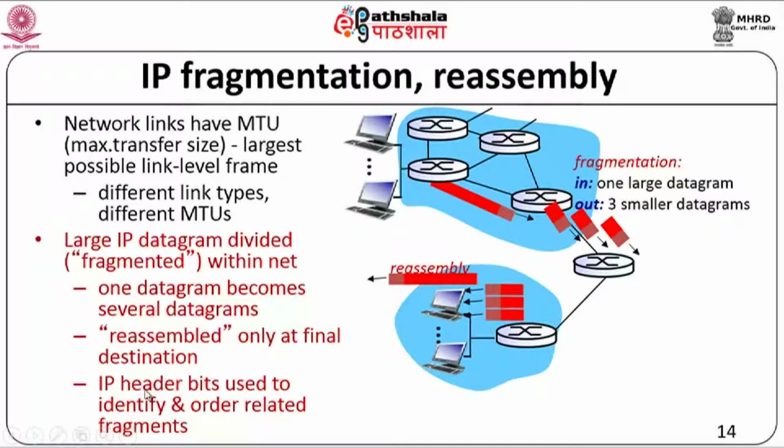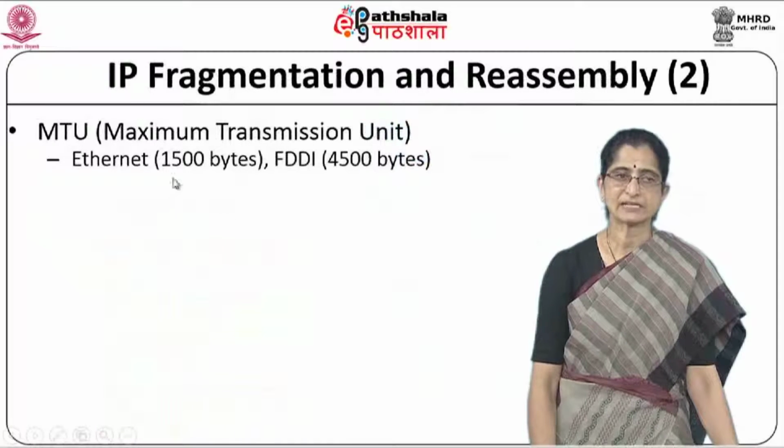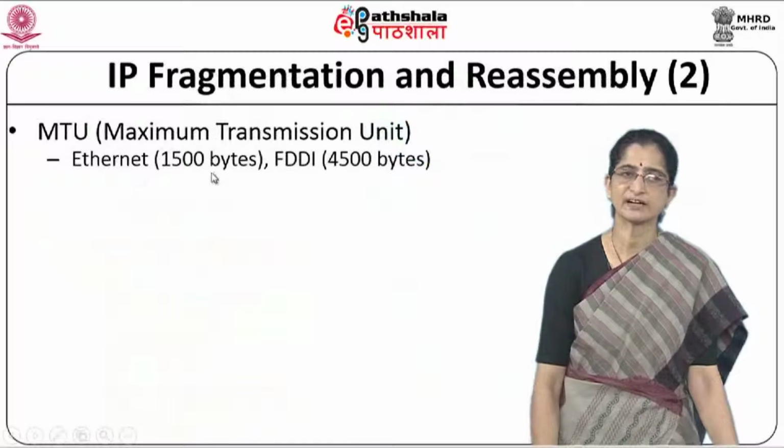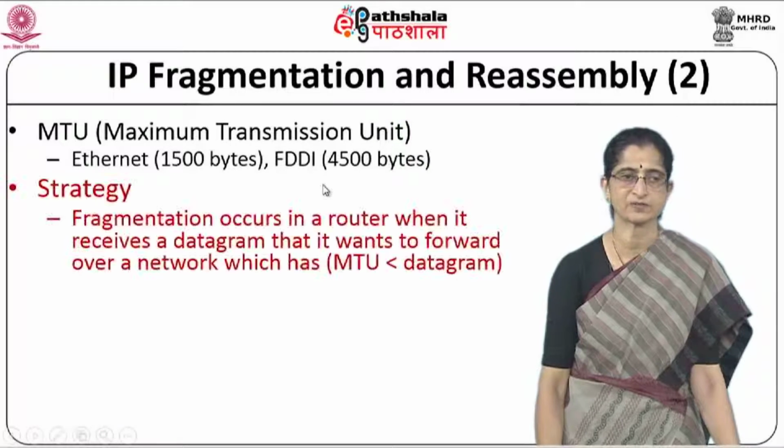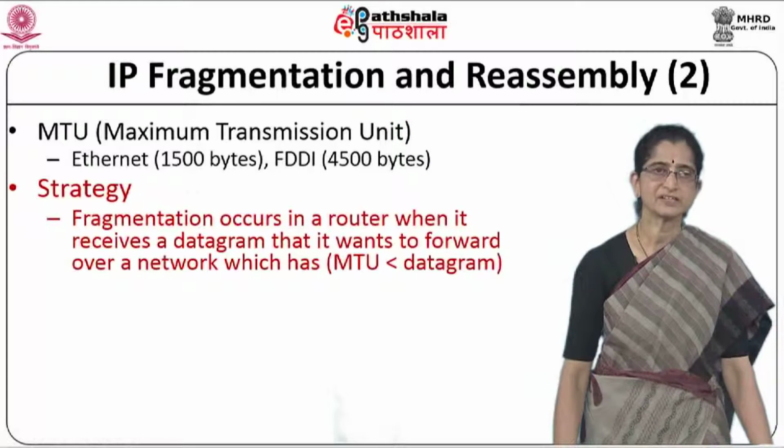And now the header bits that are there in the fragments, they are used to do this reassembly. So, we will take a look at how that is done. This is a very important aspect of the IP protocol. As I said, the MTU can vary. Ethernet has 1500 bytes, FDDI has 4500 bytes and so on. So, the strategy that is used is the following.